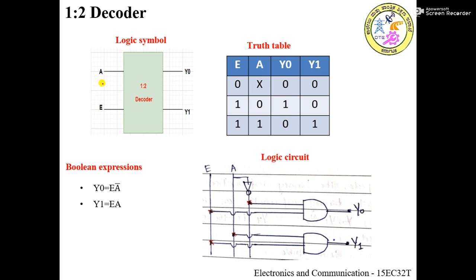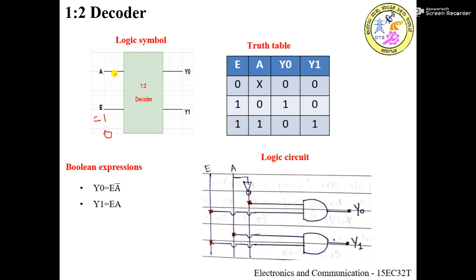Let's see the logic symbol. So here you can see A is the literal, you can give any name. Let A be the input here and E be the enable input. Y0 and Y1 are the outputs. Let's see the operation here. First we shall start the discussion with the enable pin. If the enable is made high, or if enable is connected to logic 1 or VCC, the system is enabled, and if it is 0, the entire logic system itself will be disabled. Then the decoding operation will not be done at all. Let us consider E is connected to 1.